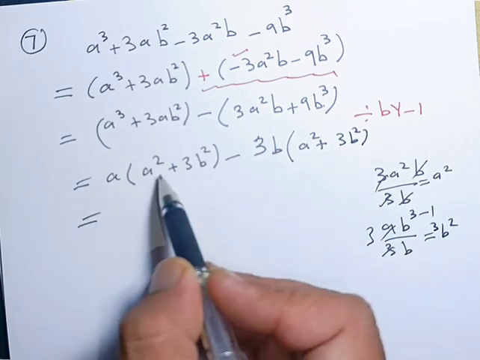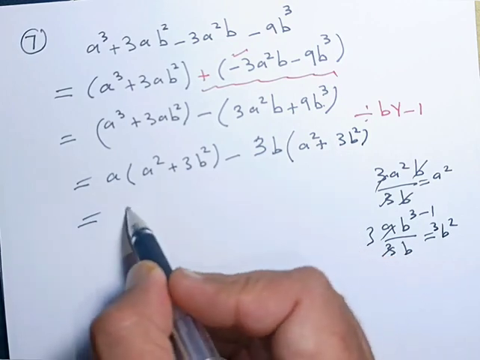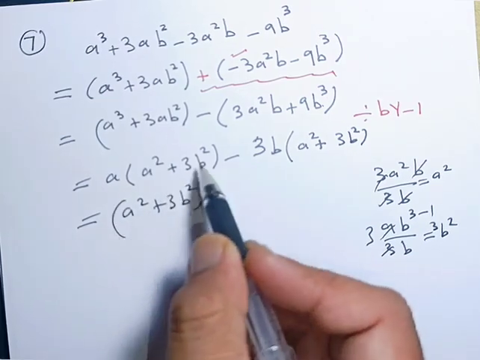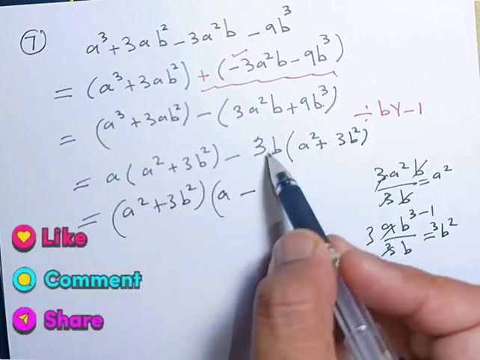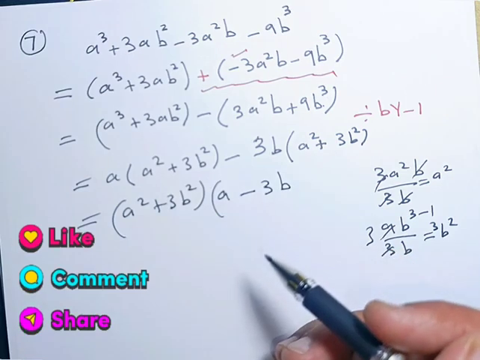So now a power 2 plus 3b power 2 is a common bracket you have to take out. With a power 2 plus 3b power 2 out, what is left here is a minus, and what is left there is 3b. This is my final answer.